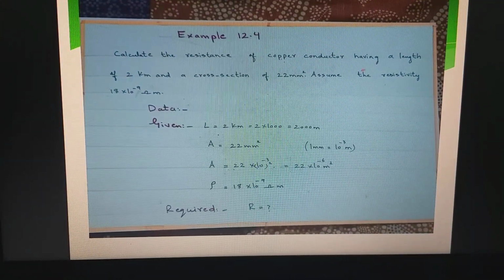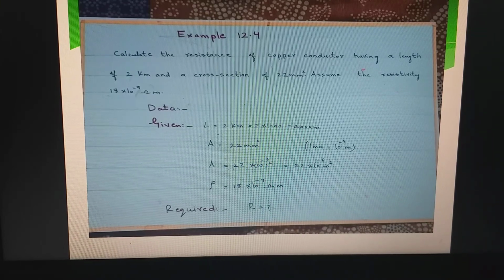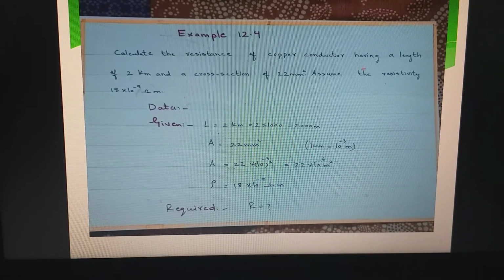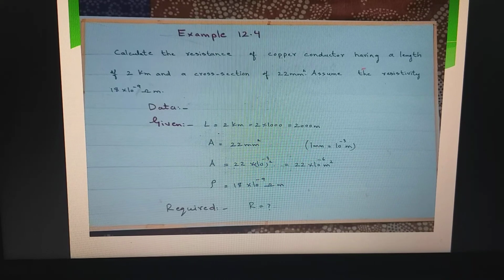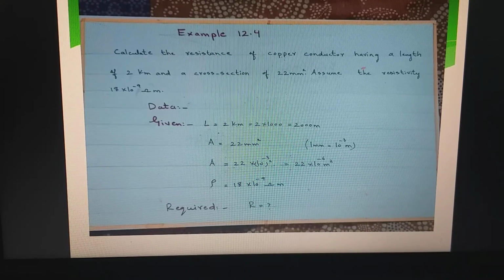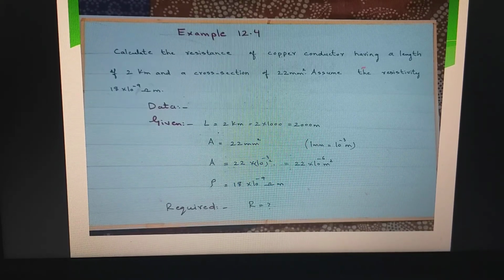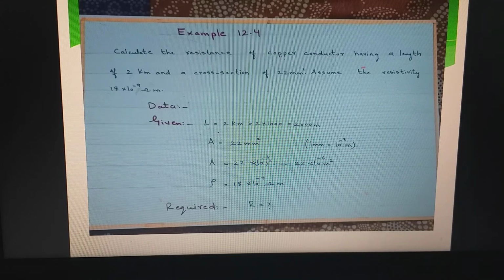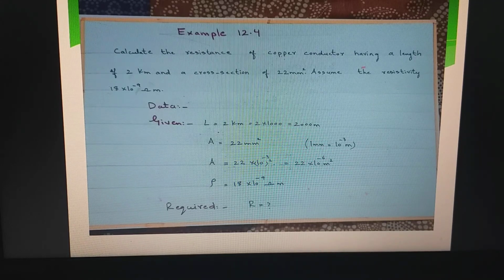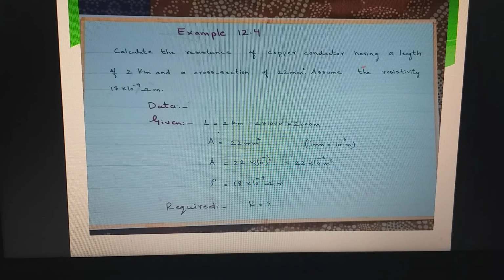Here is another solved example, example 12.4. Calculate the resistance of a copper conductor having a length of 2 km and a cross section of 22 millimeter square. Assume the resistivity 18 into 10 to the power minus 9 ohm meter. So the statement was this.